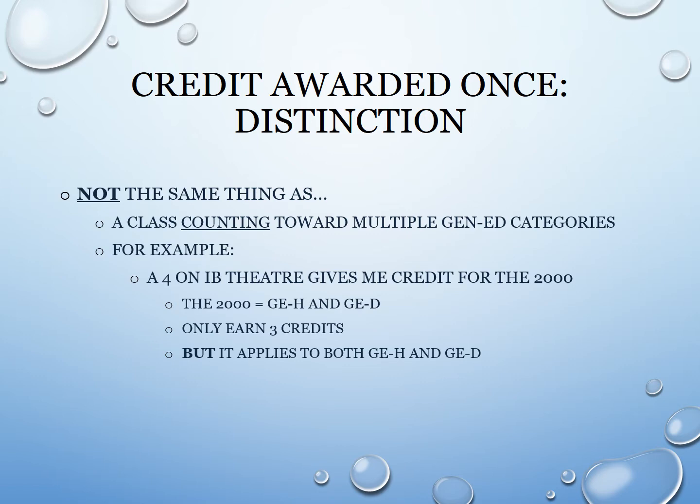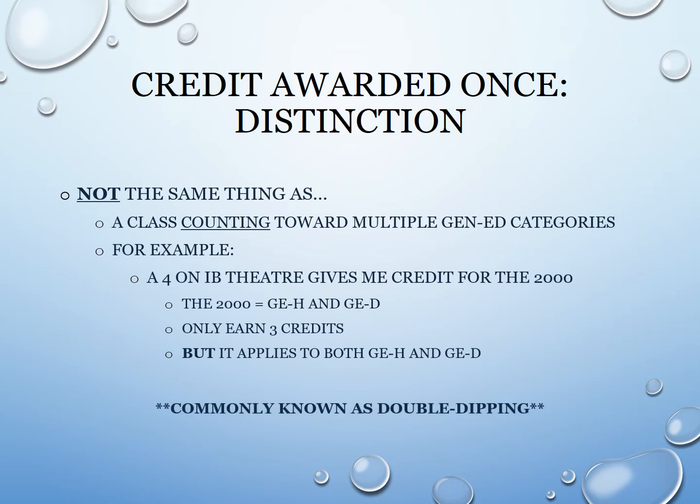For example, if we look at a student who gets a 4 on IB theater, that's going to give the student credit for THE 2000, which is theater appreciation. THE 2000 gives the student Gen Ed Humanities and gives them Gen Ed Diversity. They only earn 3 credits, right? They're not earning 6 credits, but it applies and counts towards both the GEH and the GEN categories.